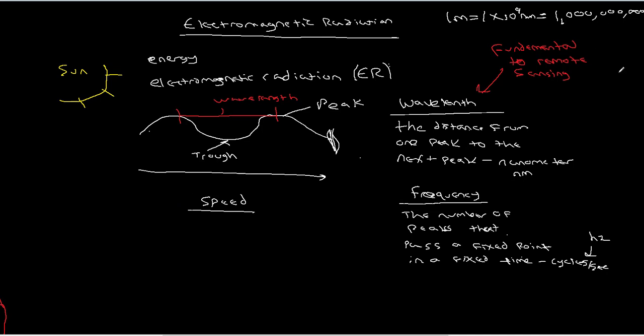Its speed. Because we're dealing with electromagnetic radiation, which is a form of energy that is produced by the sun, and electromagnetic radiation is also sometimes referred to as light, we know for a fact that electromagnetic radiation moves at a constant speed. And we know this constant speed.